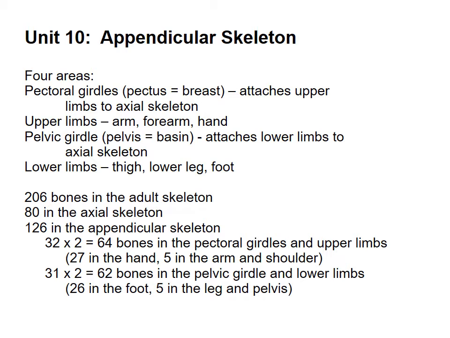So there's 206 bones in the adult skeleton. You learned the 80 that are in the axial skeleton. Now we're going to work on the 126 that are in the appendicular skeleton. Luckily, a lot of those bones are in the hand and feet, and they've got basically the same name. They're just numbered 1, 2, 3, 4, and 5. So it's really not nearly as hard as it sounds. But there's 64 bones in the pectoral girdles and upper limbs, and there's 62 bones in the pelvic girdle and lower limbs, because there's 27 in each hand, and there's 26 in each foot. So that gives you 2 less on the lower limbs than you had in the upper limbs.